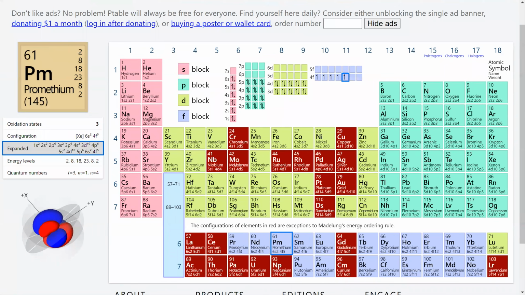So play around with this website. Just pick an element, try to draw out either its electron configuration or orbital diagram, and then check your work.